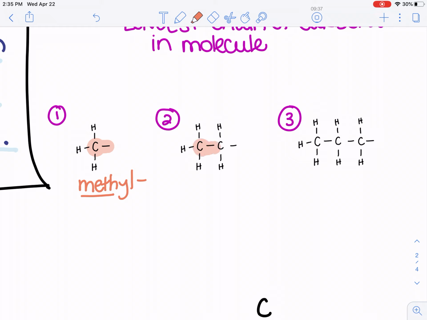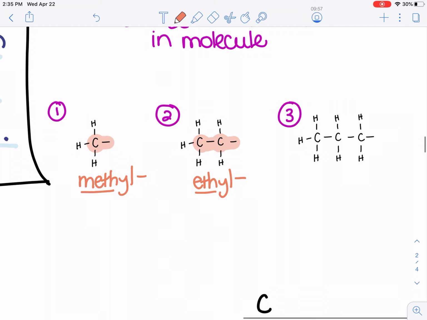If we have a branch of 2 carbons, we call it ethyl. Eth, again, for the fact that we have 2 carbons there. And the YL indicates that it's a branch. And then 3, you could probably guess, is a branch of 3 carbons hooked onto a longer chain, and the 3 carbon branch is named propyl. Prop for 3 carbons and then the YL ending.